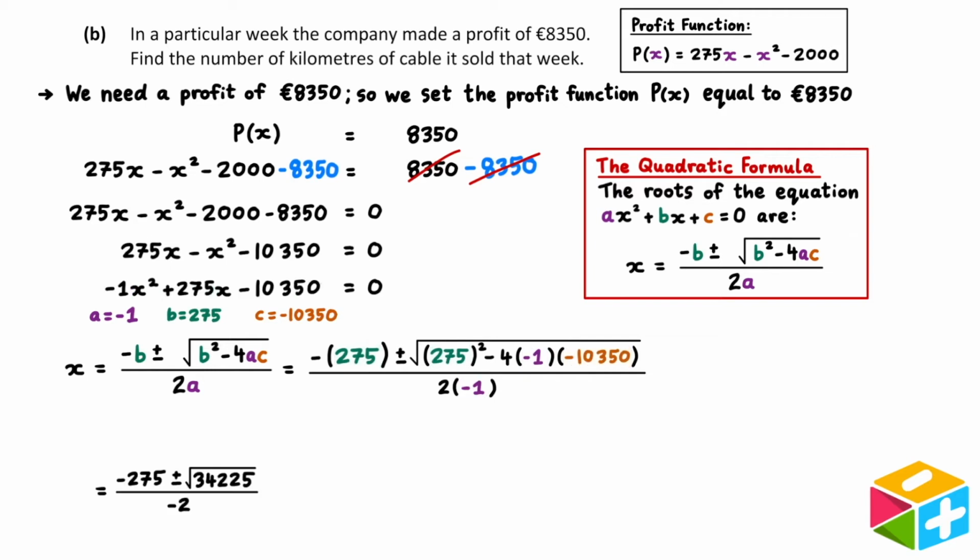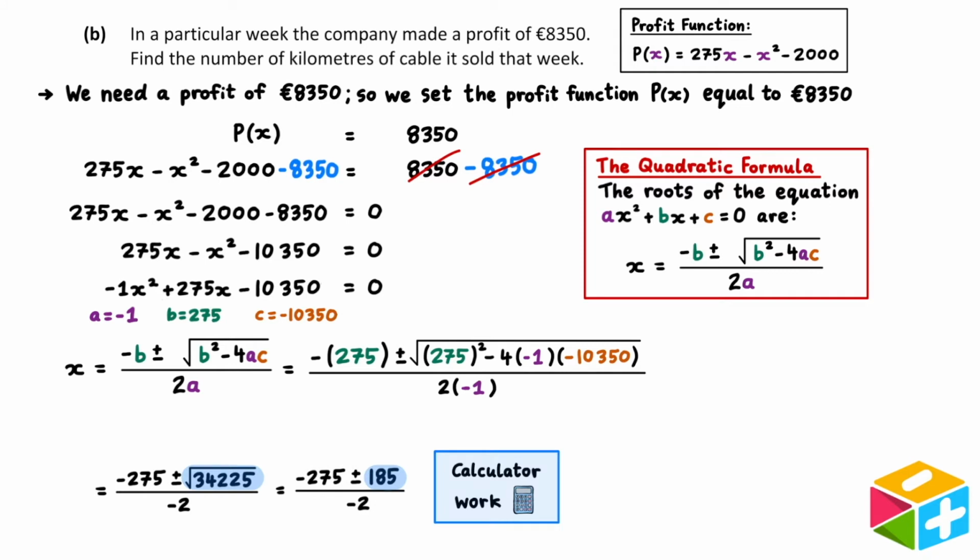Here, we can get out our calculator and do some simplification. The calculation beneath the square root comes out as 34,225. And underneath the line, we have 2 times minus 1 being equal to minus 2. Now, we can use our calculator to simplify further. The square root of 34,225 is equal to 185.